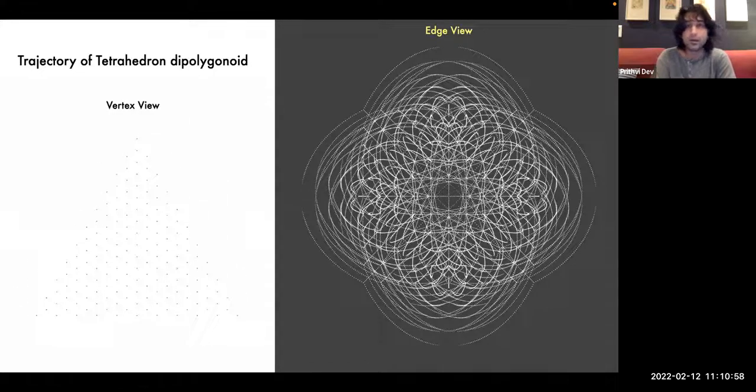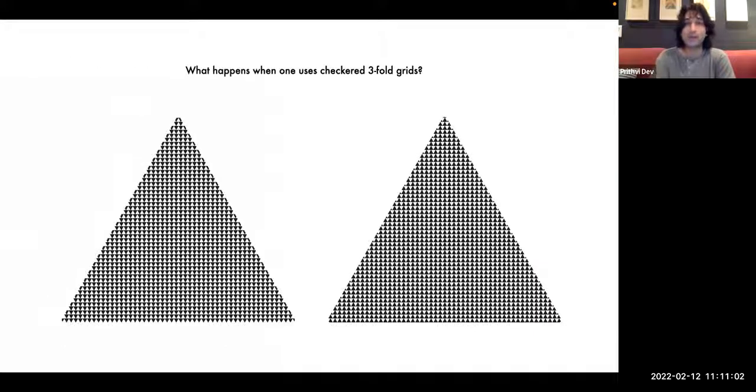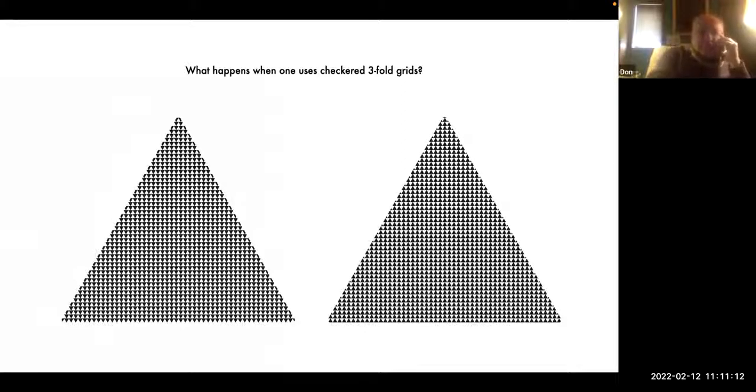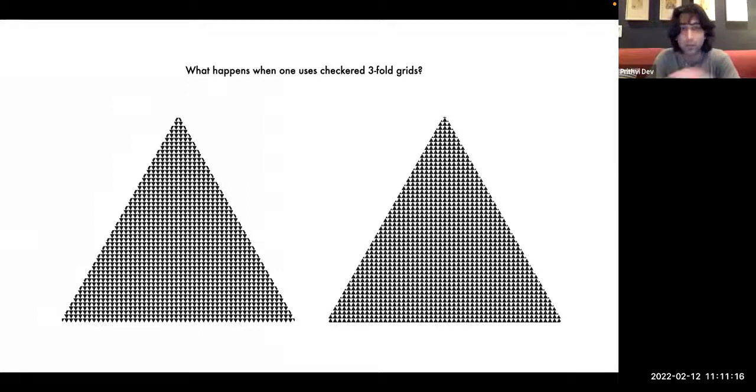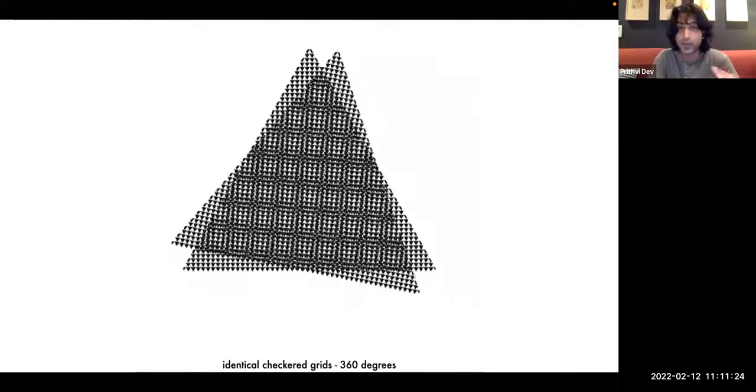Okay, so what happens when one uses checkered threefold grids? Here we have two checkered grids, the opposite of each other. You can see on the left the white equilateral triangles are pointing upwards, and on the right structure, it's the opposite. So here's an animation of, first of all, two identical grids.